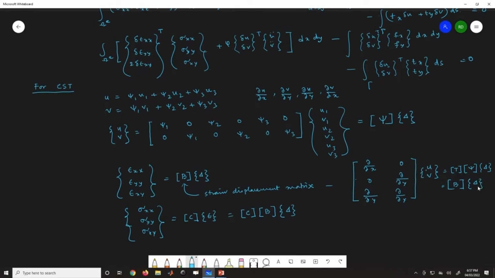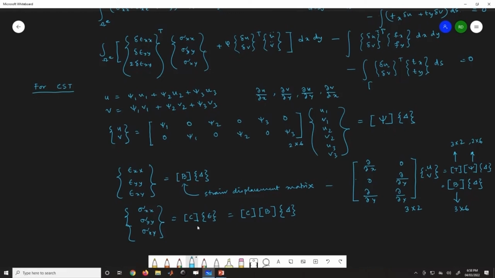It is just derivatives. So this is a 3 cross 2 matrix, and for a 3 noded triangle this is a 2 cross 6 matrix, and delta obviously is a 6 cross 1. So the B matrix dimension will be 3 cross 6. Once we know the B matrix, we can substitute it into the stress matrix, and pre-multiplied with the constitutive matrix we can get the stress.